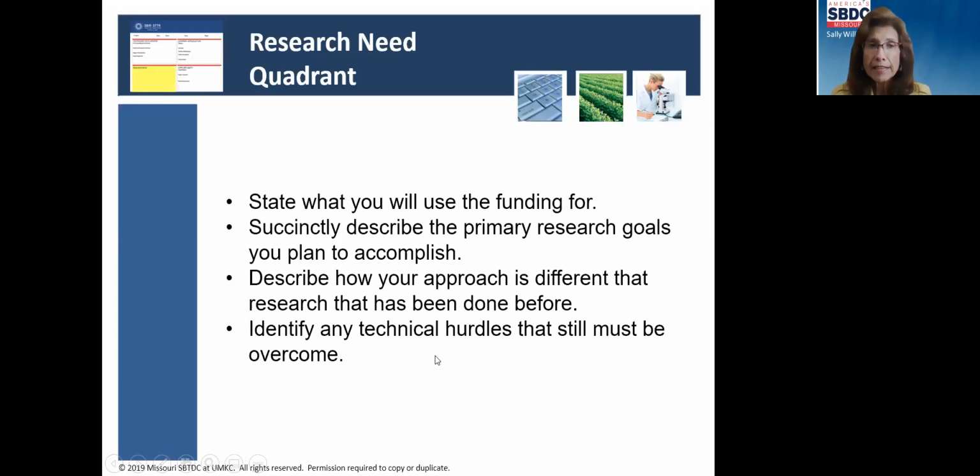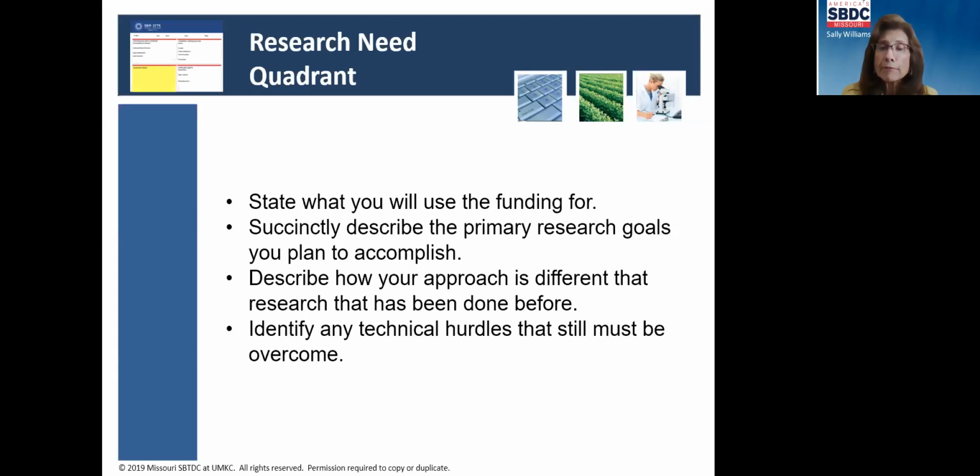Next is the research need. This is a pretty important section because you're going to state what you're going to use the funding for. And you're going to talk a little bit about your primary research goals and, really importantly, how your approach is different than research that's been done before, right? Is there a different angle that you're taking? Is there a different way that you are thinking about doing this that would get you to a different result, right? And something that's really innovative.